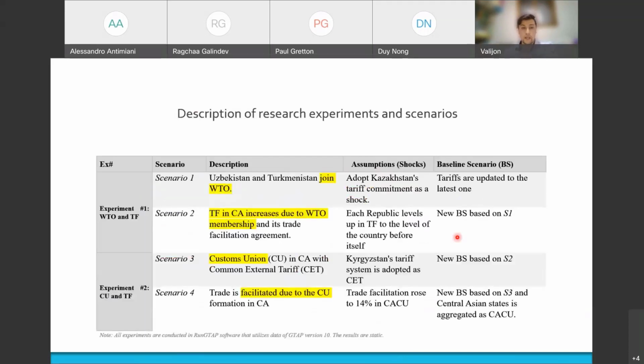So scenario 1 is: what if Uzbekistan and Turkmenistan join the WTO? And scenario 2 is: what if, after joining the WTO, trade facilitation in the region increases? Scenario 3 is: what if the five Central Asian countries form a customs union with a common external tariff? And scenario 4 is based on literature showing that trade is facilitated due to customs union formation in Central Asia. So I will explain how I did it.